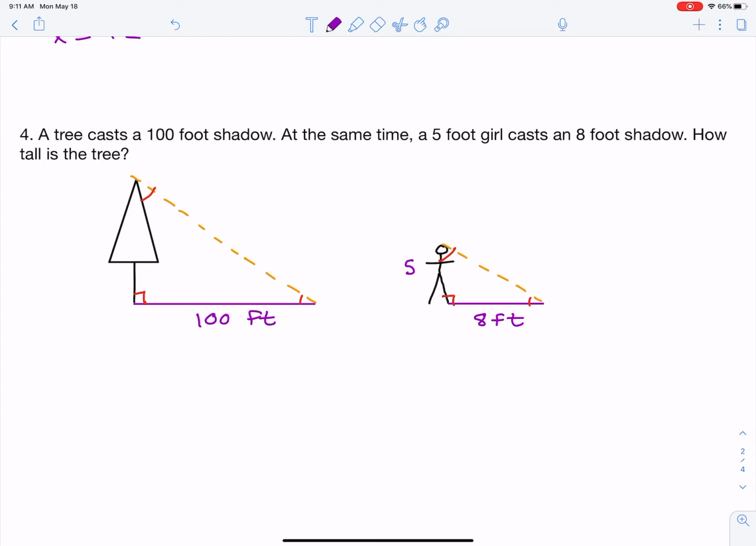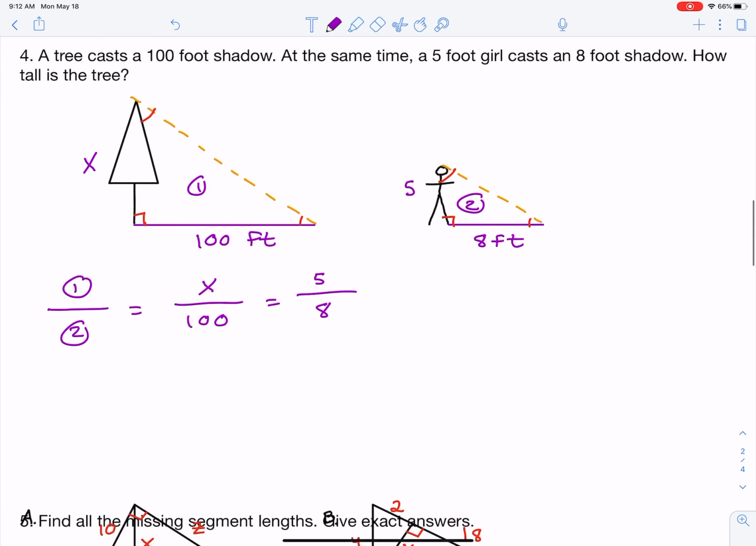In this case, I don't know the height of the tree, so I'm going to say the height of the tree is x. If this is triangle 1 and this is triangle 2, I'm going to be consistent: triangle 1 on top, triangle 2 on the bottom. So x is to 100, the height of the tree is to the length of the shadow, is to the height of the girl, which is 5, to the length of her shadow, which is 8.